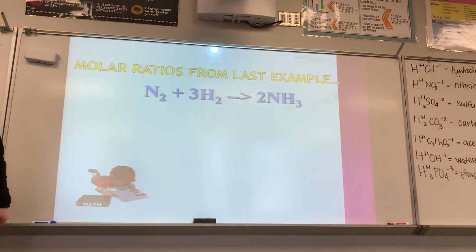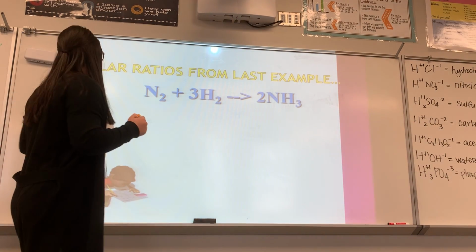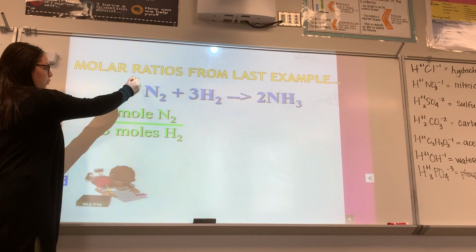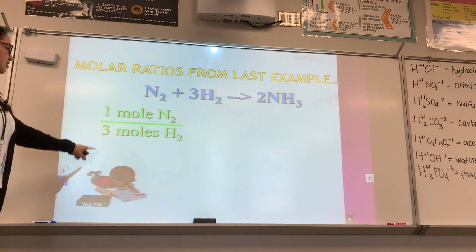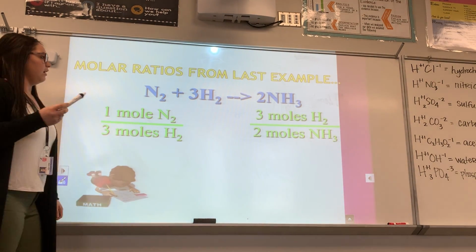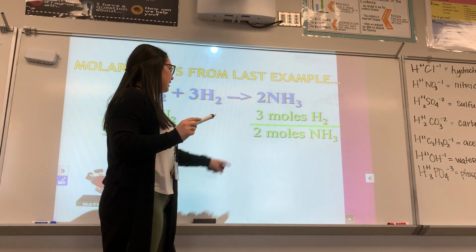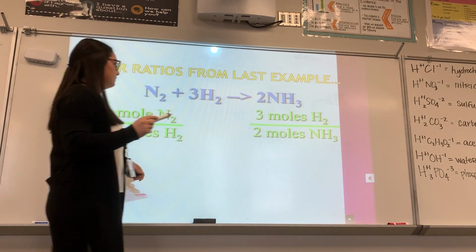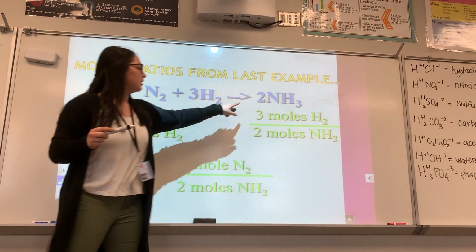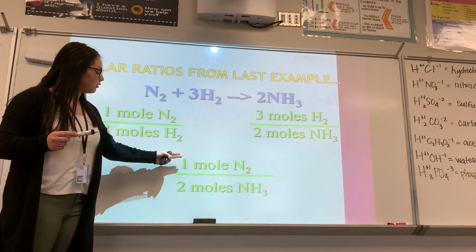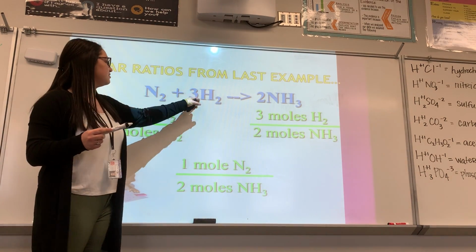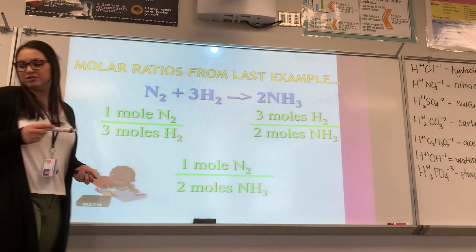Mole ratios from this last example, bringing back the nitrogen and hydrogen to make ammonia gas. Our mole ratios in this equation are: we have 1 mole of nitrogen to every 3 moles of hydrogen. For every 3 moles of hydrogen we have 2 moles of ammonia. For every 1 mole of nitrogen, we have 2 moles of ammonia. We are just using our ratios of how many moles we have of each one. We can use these to compare them to each part of our balanced chemical equation.